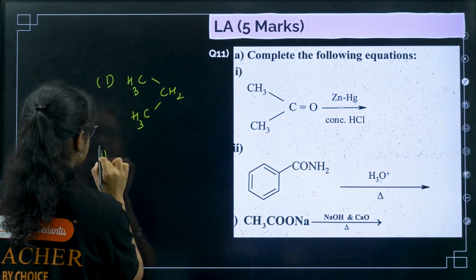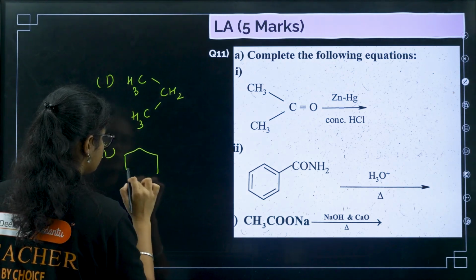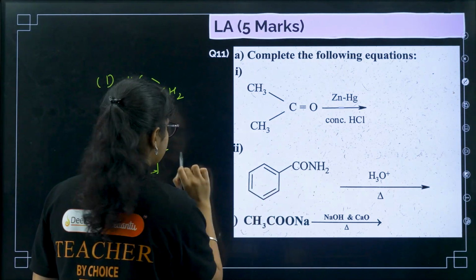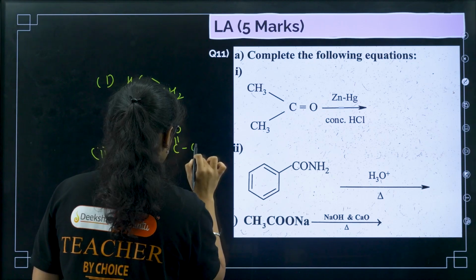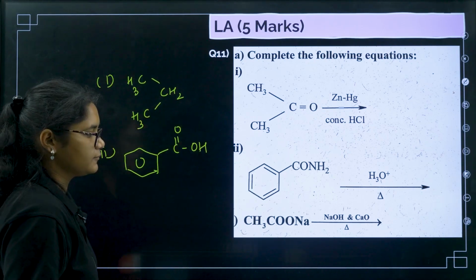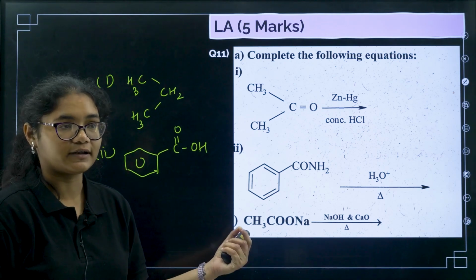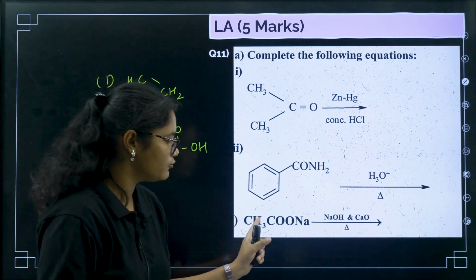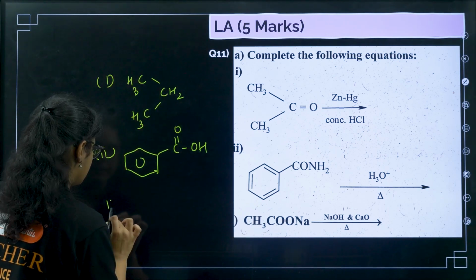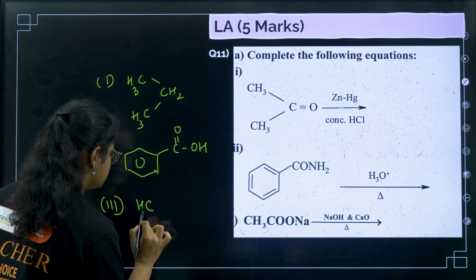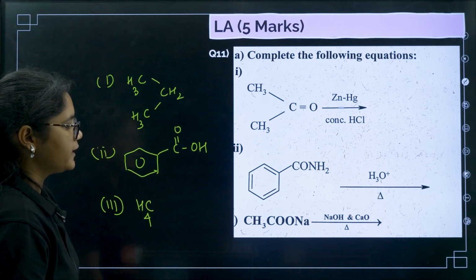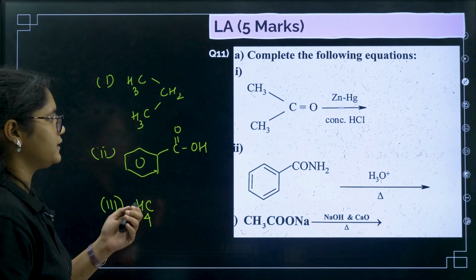Okay, now let us see the second one. We have CONH2 with H3O plus. So this one will get converted, obviously, to benzoic acid. Okay, next, NaOH and CaO, what is this? This is a decarboxylation agent. So it will remove carbon dioxide and we will get here methane, CH4. Okay, clear? Done this one, 3 reactions.